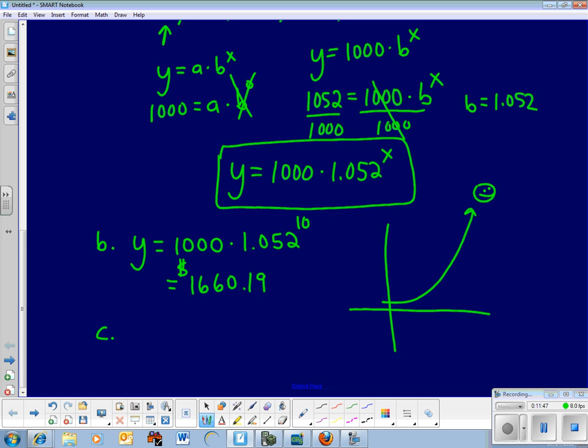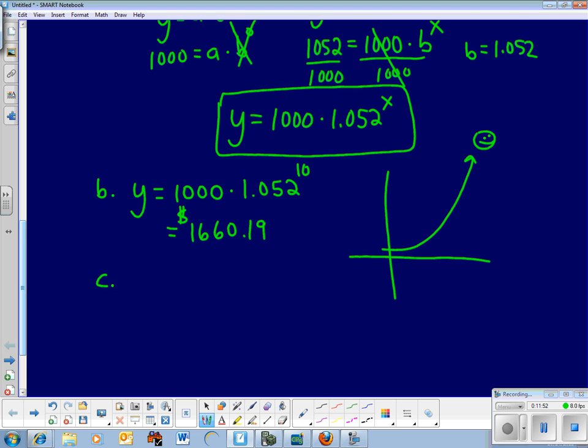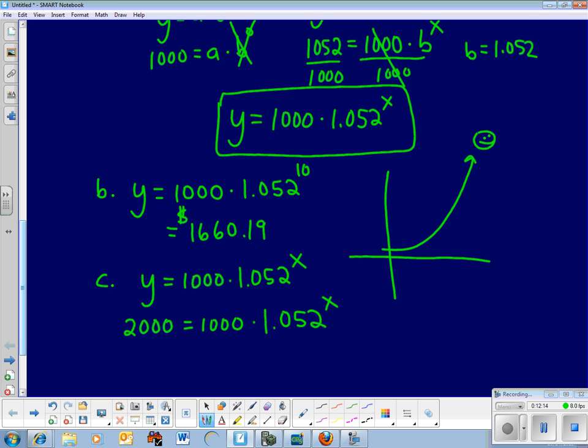Part C, how long is it going to take to double our money? So let's look at the original equation. Y equals 1,000 times 1.052 to the x. If we double our money, basically they're giving us a y value. I'm telling you my current balance, my amount of money is $2,000, starting at $1,000 and earning 5.2% every year. And now I need to solve for x.